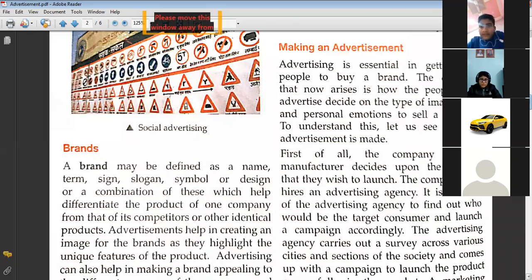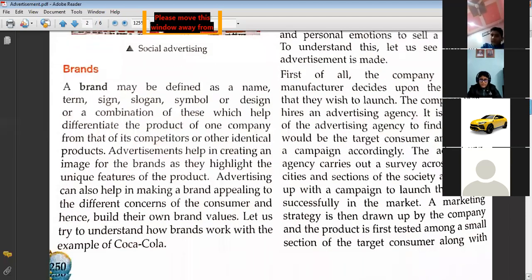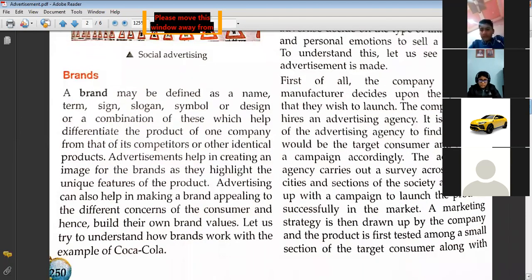we have to see how an advertisement is made. So first of all, the company or the manufacturer decides upon the product that they wish to launch, right? They first think about which product they have to launch. Then it is the task of the advertising agency to find out who would be the target consumer and launch a campaign accordingly. The advertising agency carries out a survey across various cities and sections of society and comes up with a campaign to launch the product successfully in the market.